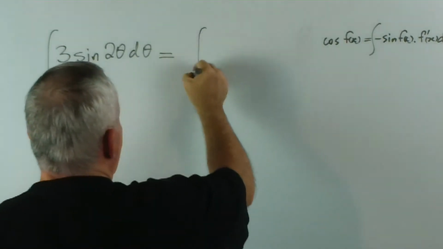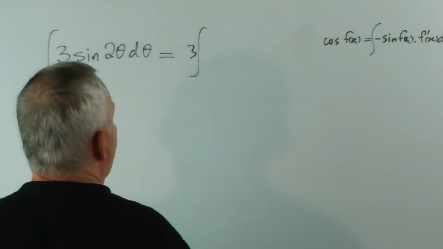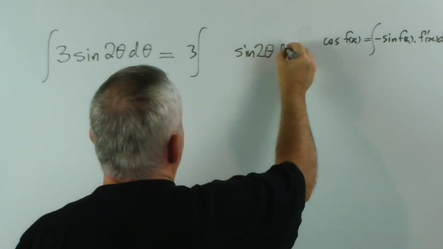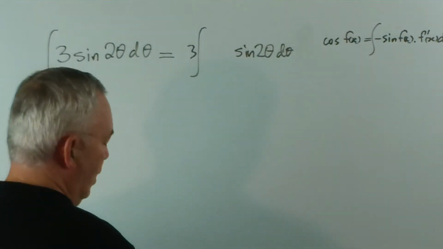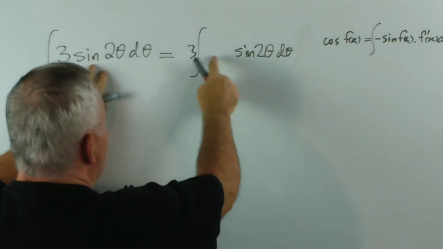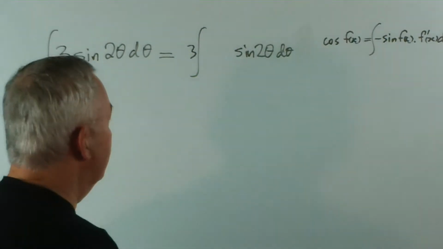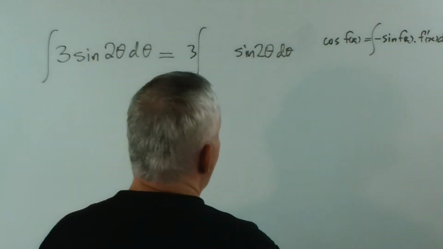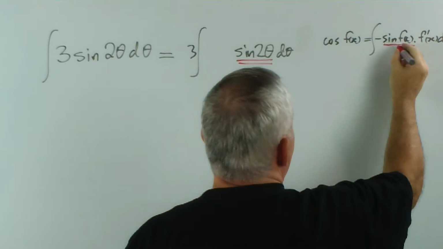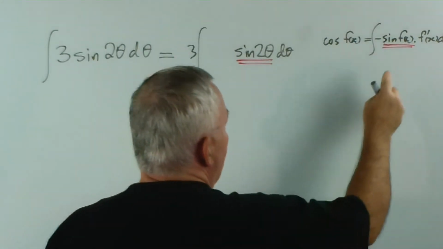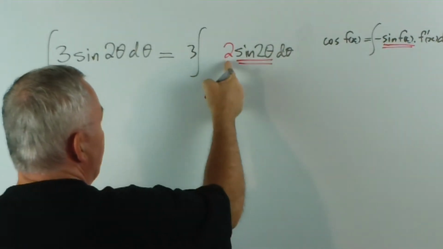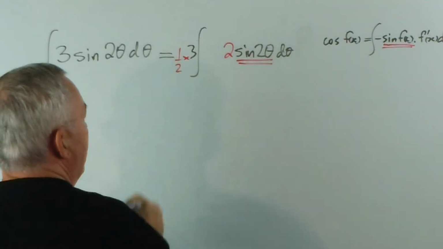So let's start manipulating. I'm going to move the 3 out the front. Get my red pen. So far they're identical. Just moving the 3 out the front won't change the result. But to get our pattern, there's our function, sine of some function. We want the derivative as well. The derivative of 2 theta is 2, and I must compensate for that by multiplying by a half.